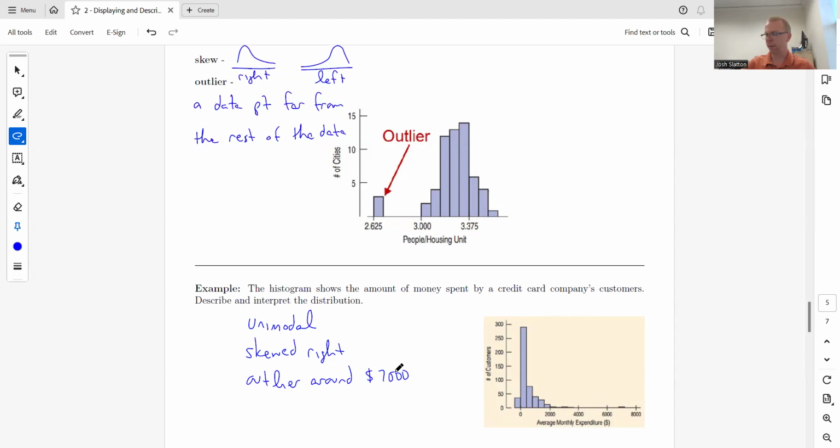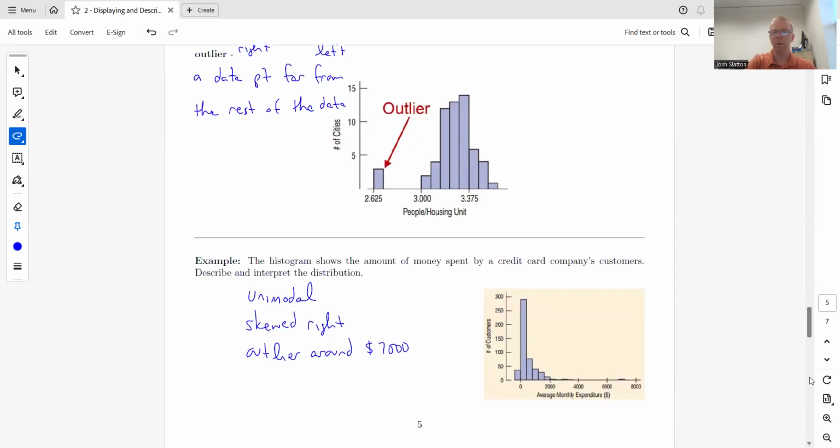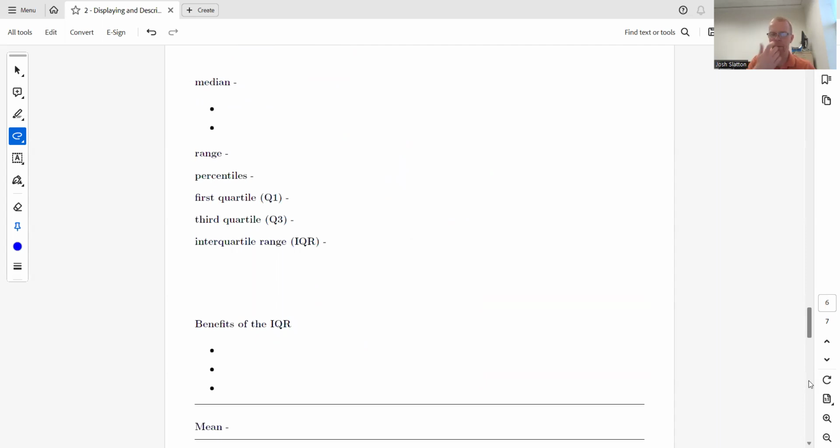But just generally speaking, those are some characteristics that you can pretty easily notice when you look at these histograms. All right, so next we have several terms, and at least some of these you probably have heard of. First one is the median.